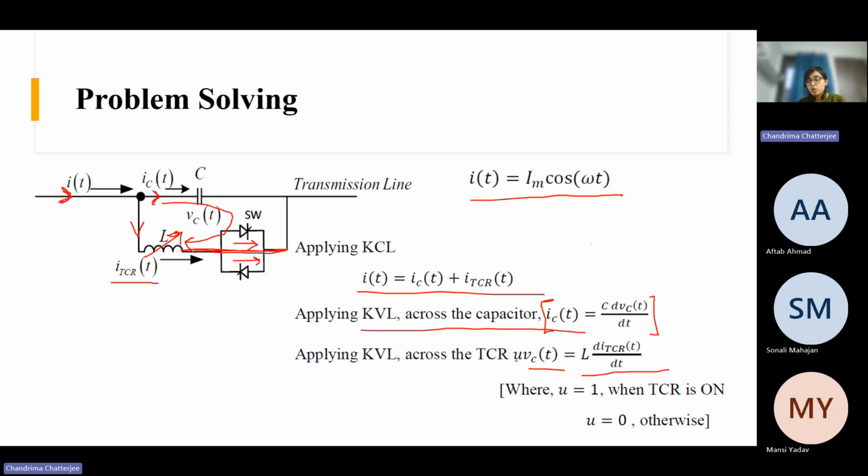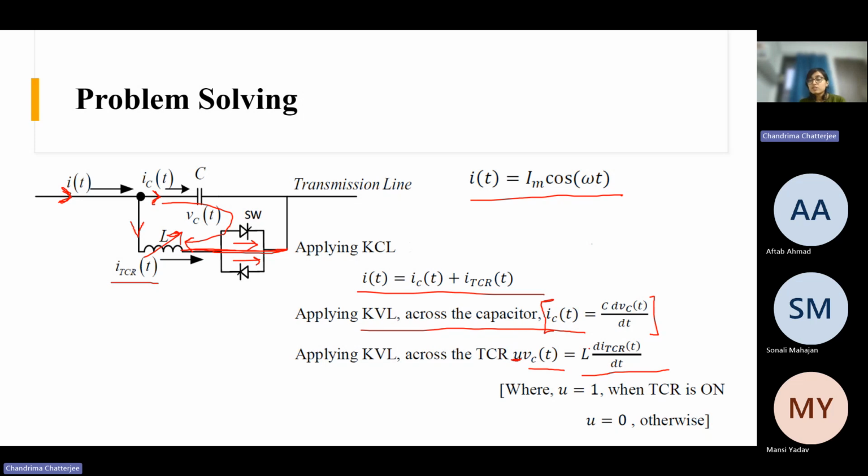And what is this small u? Basically the small u can be either 1 or 0. If the TCR is on, if the thyristors are on, then u is equal to 1. And if this is off, fully off, then this path is broken. So in that case, this is equal to 0. Then VCT will be equal to 0.